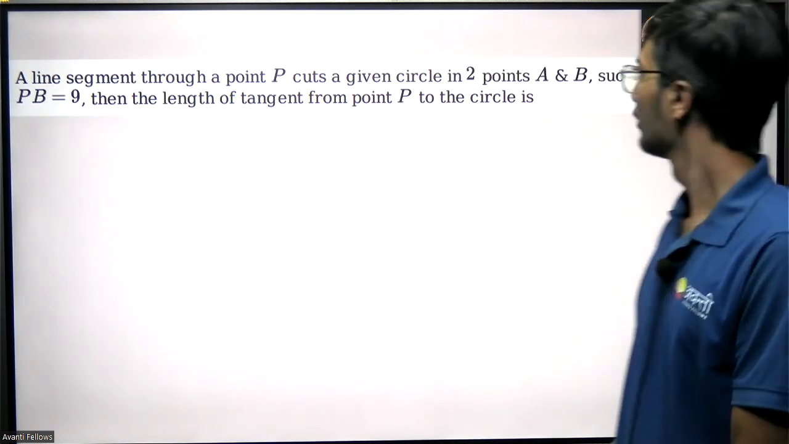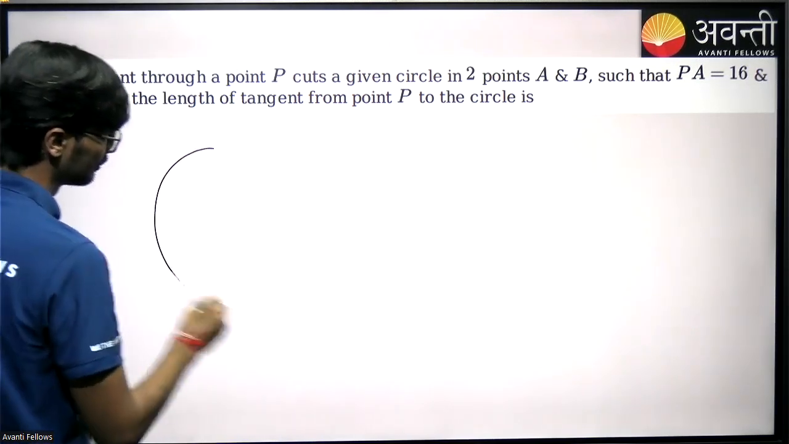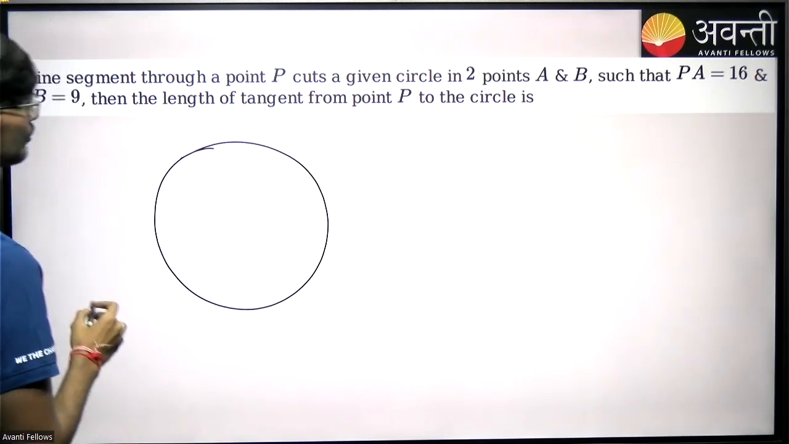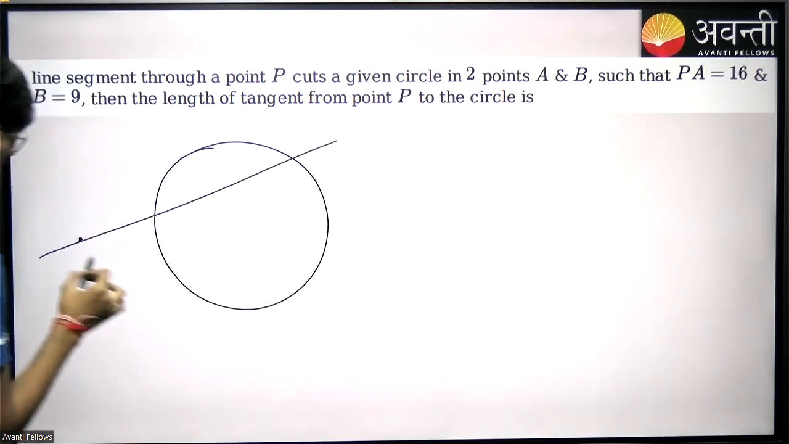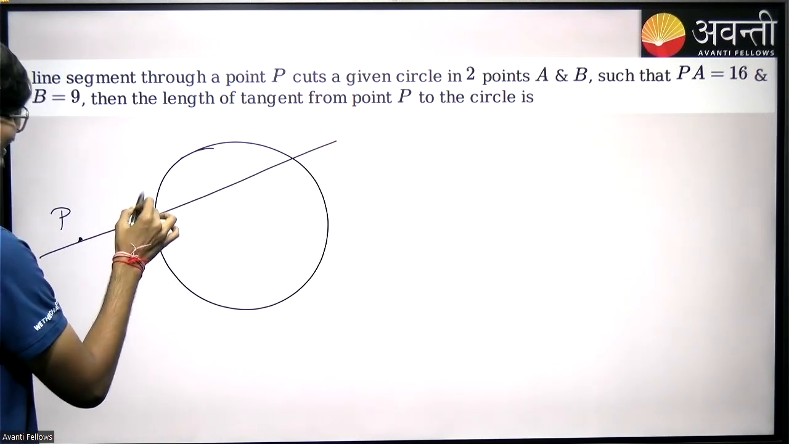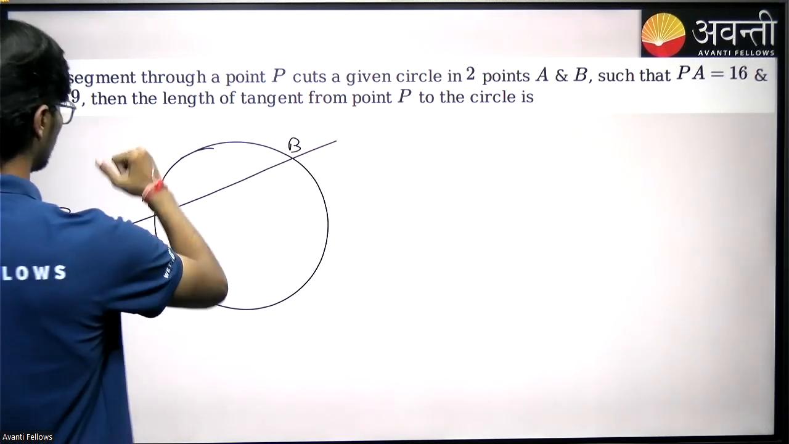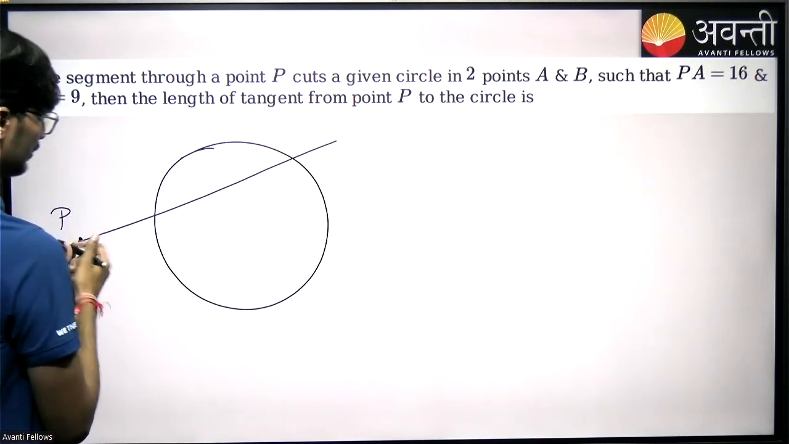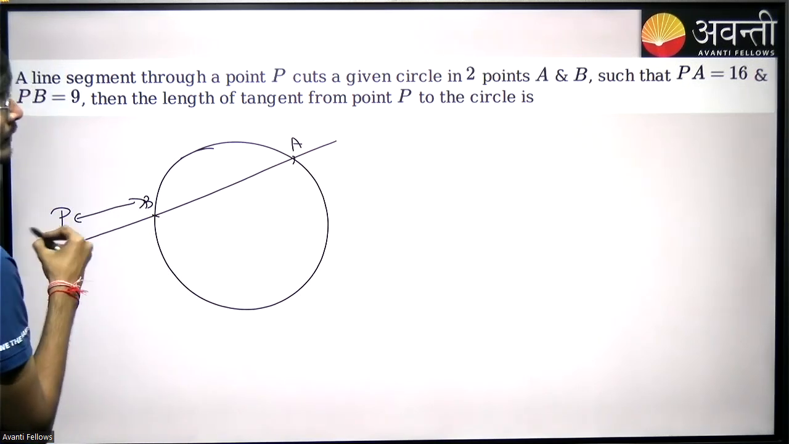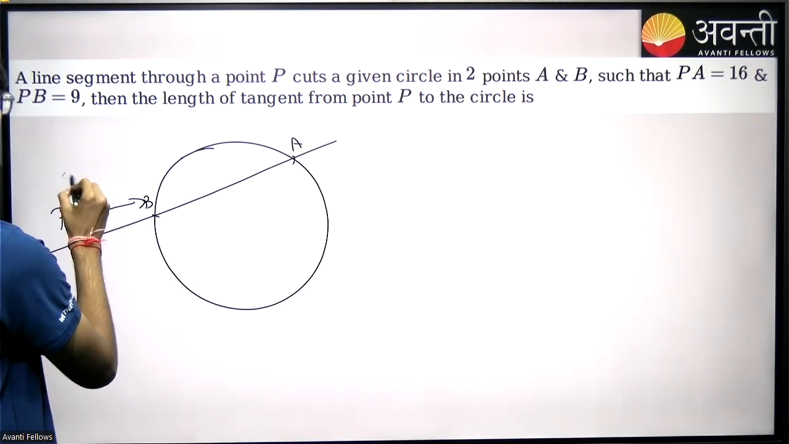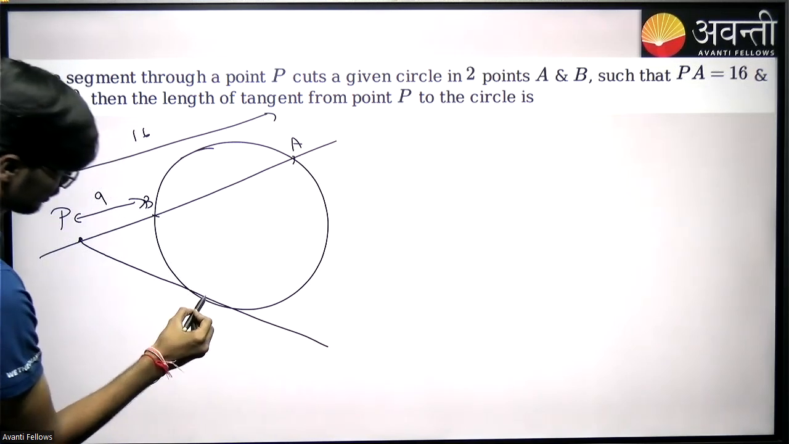A line segment through point P cuts a circle in 2 points. So let us draw the diagram. This is a circle, a line segment through point P. So let's say here I have a line segment from point P, A and B. PA is 16. Oh, so this must be B and this must be A. So PB is 9 and PA is 16. Length of tangent. So let's say I draw a tangent here.